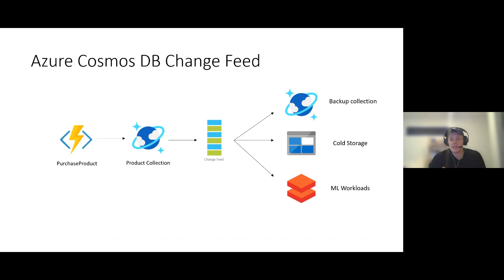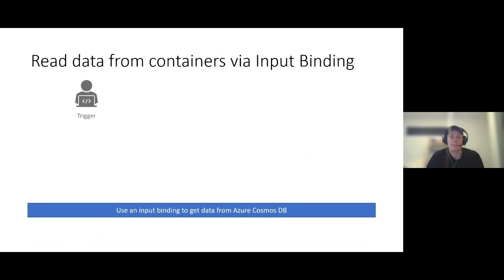Now, Azure Functions aren't the only way that we can work with a change feed. There is also a processor library that the Cosmos DB team have provided, but that's a little bit out of scope. So that's a real quick introduction to what the change feed is. I've got a demo that showcases this a little bit later. So let's return to our bindings.